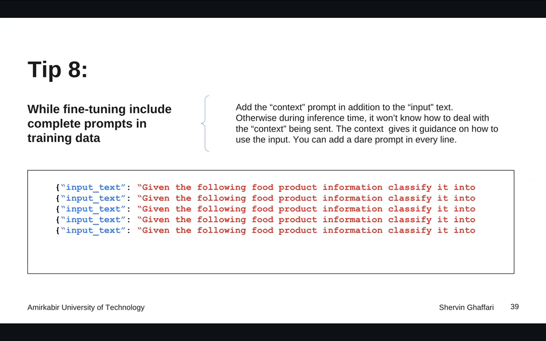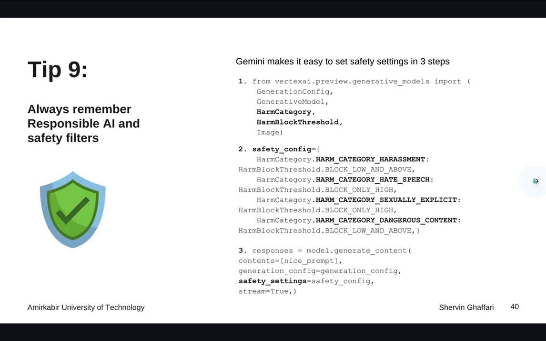Why should fine-tuning include complete prompts in the training data? Because otherwise the model doesn't know how to deal with the context or role of the model, since it has not seen these kinds of prompts in its training process. So it cannot follow the instructions as you expect, and this reduces its performance. You should be aware of that.